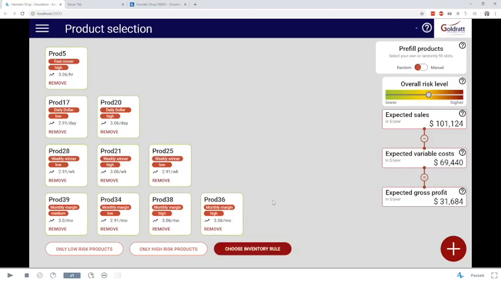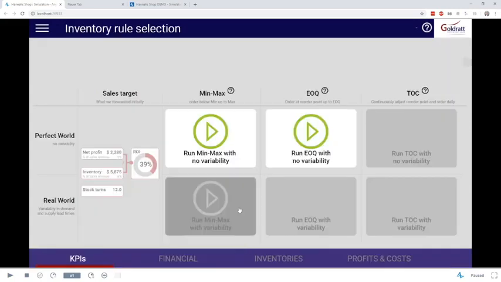So once you're happy with your product selection, then the second big decision is coming up, and that is, how do you actually want to run the next year? So we'll start choosing our inventory rule. And this is where things get interesting now. So this is sort of an overview table of all the things that you can play with in this model.